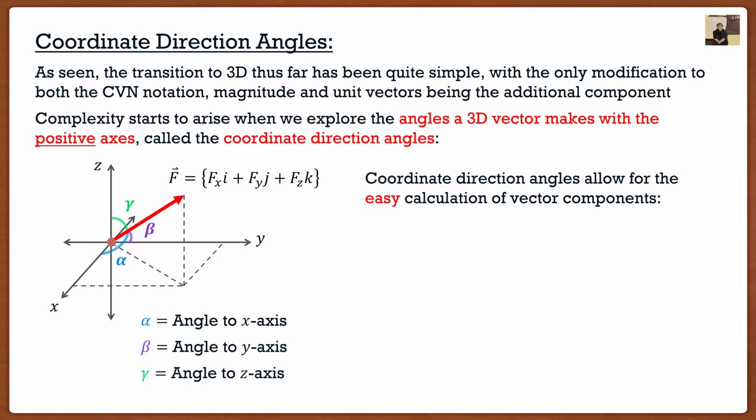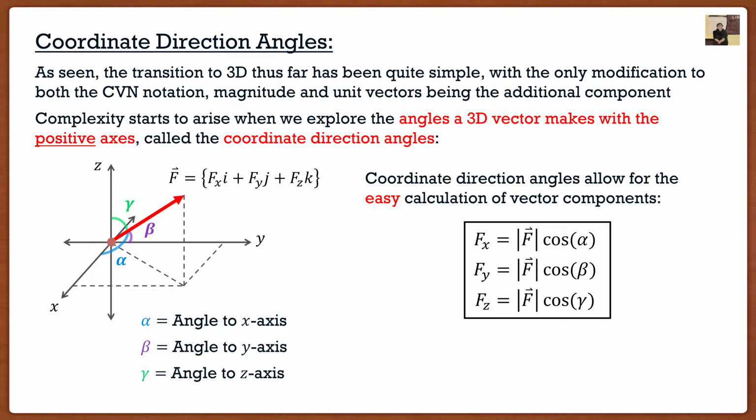Remember that typically we're given the magnitude of a force. We're not given the force in CVN. We're given the magnitude, some trigonometry stuff, and we're expected to figure out what the force is in CVN. If we're given coordinate direction angles, we can very easily find each one of the components because all we're going to do is take that magnitude, which we're given, and multiply it by the cosine of the coordinate direction angle. So for Fx, I'm going to take my magnitude F, and I'm going to multiply it by cosine of alpha. For y, same thing, except cosine of beta. And then for z, same thing, except cosine of gamma. So notice one thing here. These are all cosines.